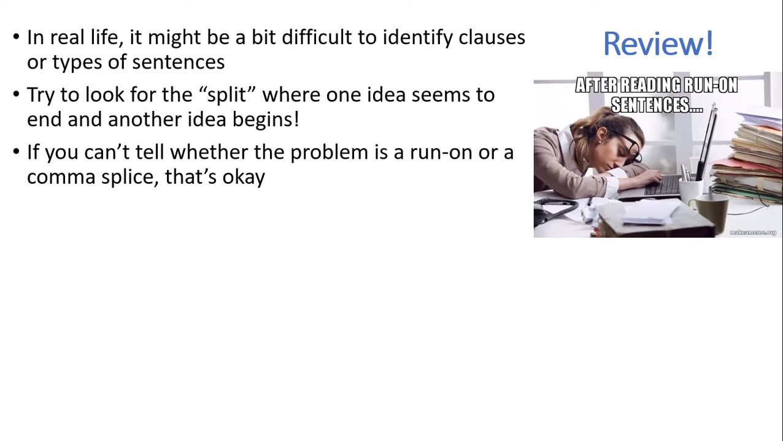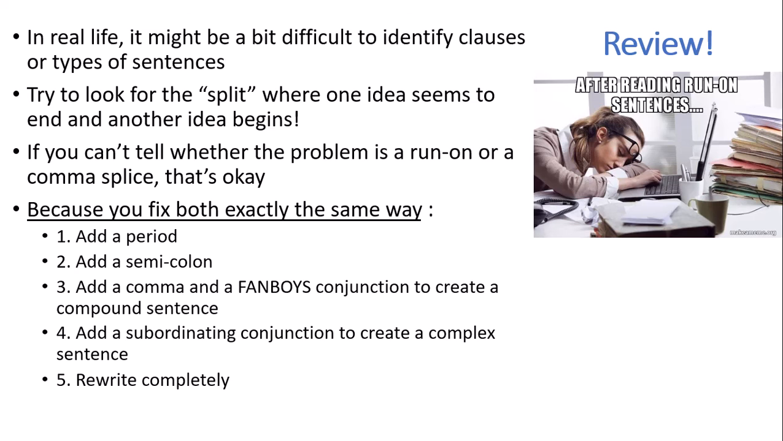If you can't tell whether the problem is a run-on or a comma splice, that's actually okay, as long as you know that they're fixed the exact same way. You can add a period, that's that full stop. You can add a semicolon, that's our moderate pause. You can add a comma and a fanboys conjunction. It's a brief pause and a coordinating conjunction. For and nor, but, or, yet, and so. You can add a subordinating conjunction, those dependent marker words, to create a complex sentence, or you can just rewrite them completely. However you decide to fix it is really up to you. The choice is yours. The important thing is that there's not an error any longer.